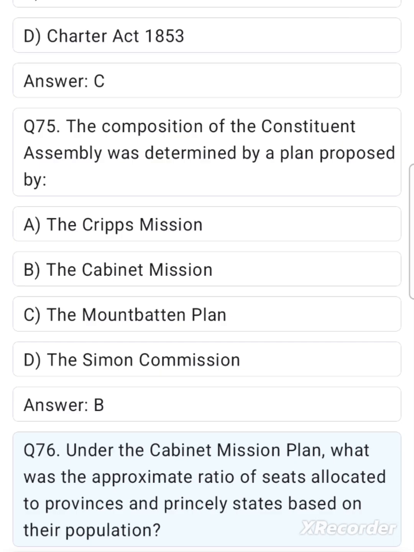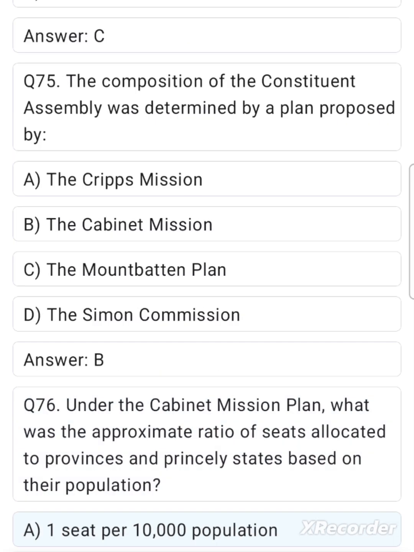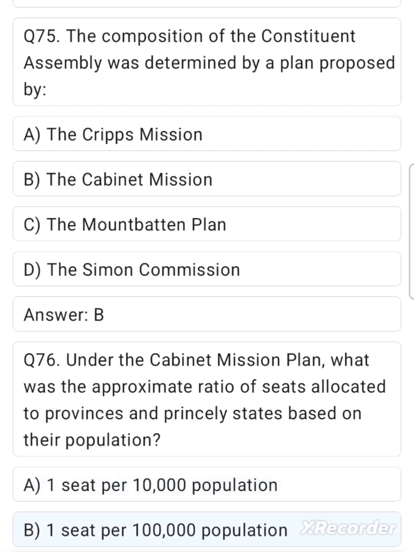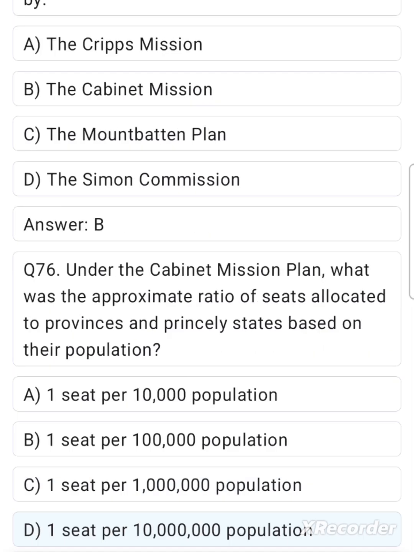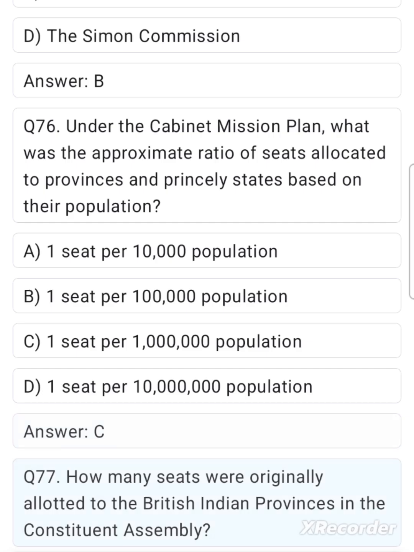their population? A. 1 seat per 10,000 population. B. 1 seat per 100,000 population. C. 1 seat per 1 million population. D. 1 seat per 10 million population. Answer. C. Q77. How many seats were originally allotted to the British Indian provinces in the Constituent Assembly?